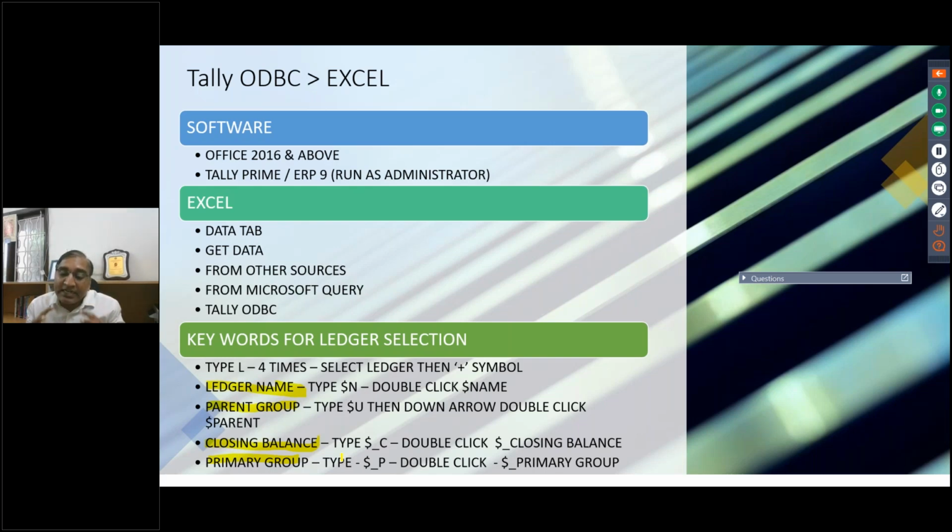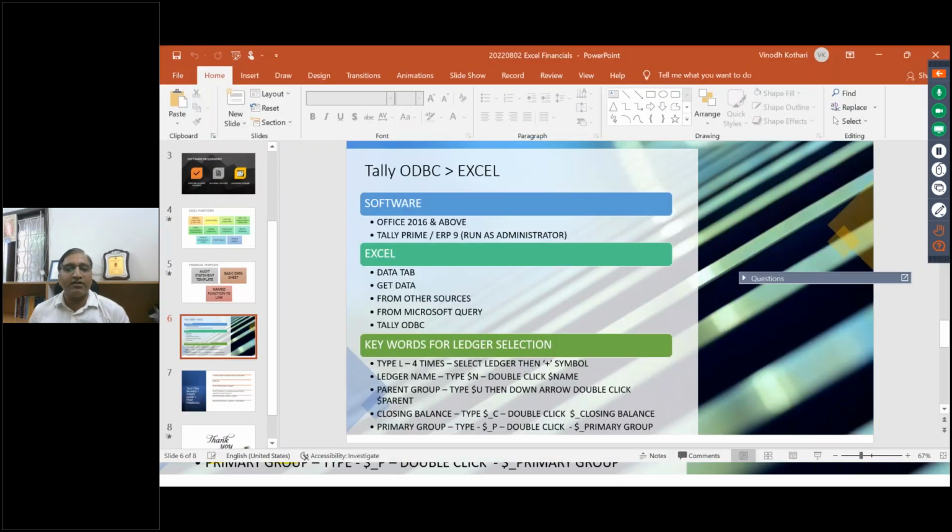Now how to extract the data? There are thousands of columns, thousands of rows, thousands of databases. How to extract this data from the database? That is why I created certain shortcut key symbols. If you search on your own, to find the ledger name you will waste 1 hour, to find the parent group, 1 hour, the closing balance, 1 hour, the primary group, 1 hour. Just follow the shortcut keys. I have given this data here, so I'm going to show you and explain in this Excel first.